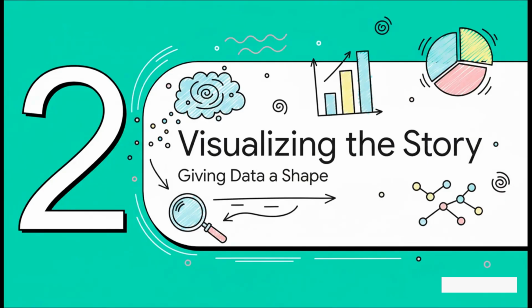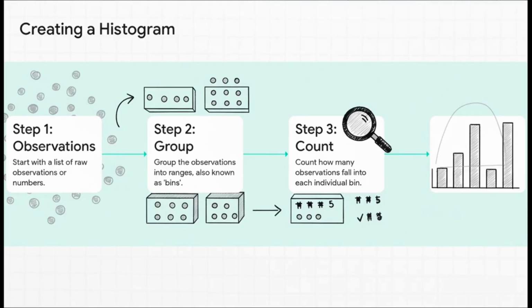Okay, so we've got our data. We know if it's a population or a sample. What's the next step? Well, we need to see it. The very first thing you should do to tell a story with numbers is to give them a visual shape, so you can see what patterns might be hiding right there in plain sight. And the classic go-to way to do this is with something called a histogram. It's actually a beautifully simple process. You just start with your big list of raw numbers. Then you group those numbers into different ranges or bins. After that, you just count how many of your numbers fall into each bin. And finally, you draw bars where the height of each bar shows you the count. And just like that, a boring list of numbers now has a shape.